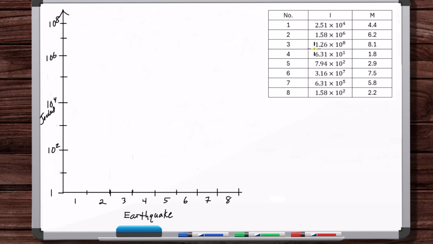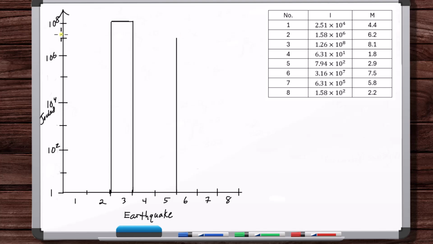So, all right, the largest earthquake is 1.26 times 10 to the 8th. That's number 2. So, right in there somewhere, 1.26, a little bit past this major tick mark. Or wait, no, that's earthquake 3. That should be earthquake 3. Something like that. Okay, earthquake 6, 3.16 times 10 to the 7th. So, somewhere there's 10 to the 7th. 3 would be kind of in the middle, I guess.